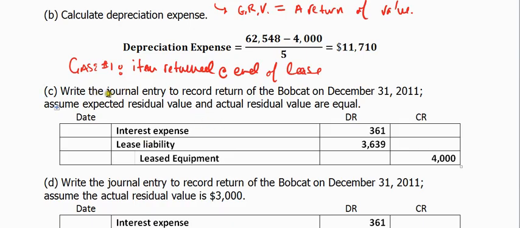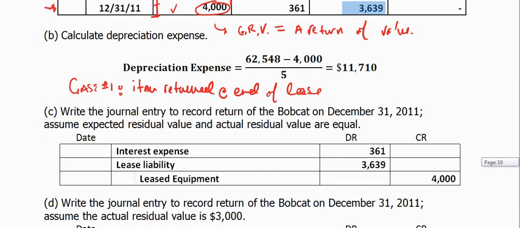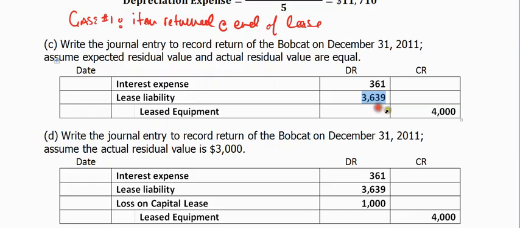So interest expense to record the return of the Bobcat. We're going to return the Bobcat, and we look at day one. We're going to return this $4,000, and this entry is not going to be cash, but it's going to be a return of value. Interest expense is 361, and we have to remove a lease liability of 3,639. So here's the interest expense, here's the lease liability, and here's the leased equipment. And I forgot to put something that should be a comma, net, and that means net of accumulated depreciation. So you could put leased equipment credit 62,548, and then accumulated depreciation 58,548. But we can also just put shorthand here, net of accumulated depreciation.